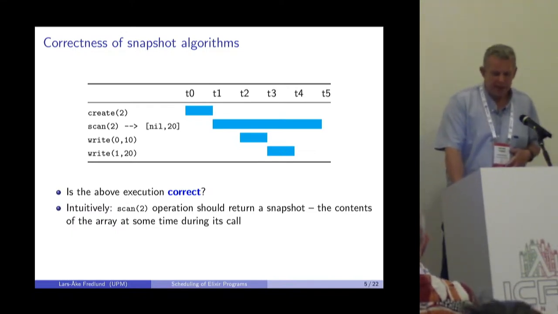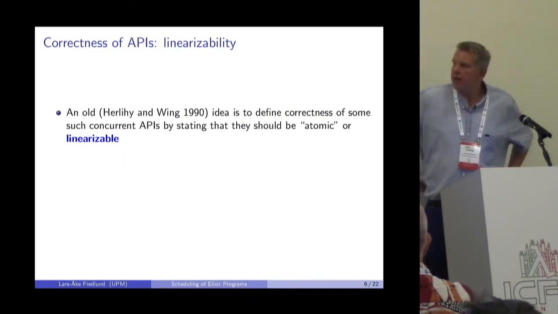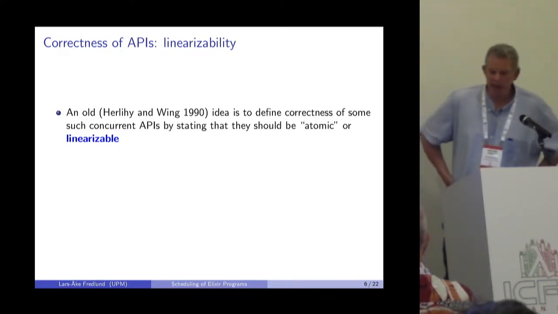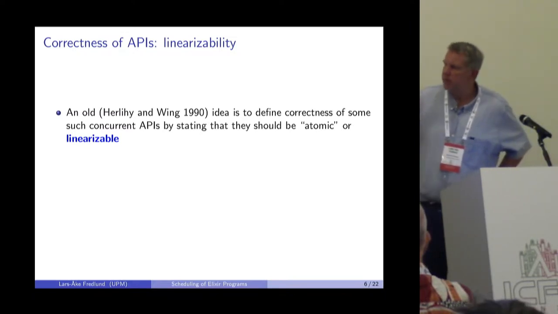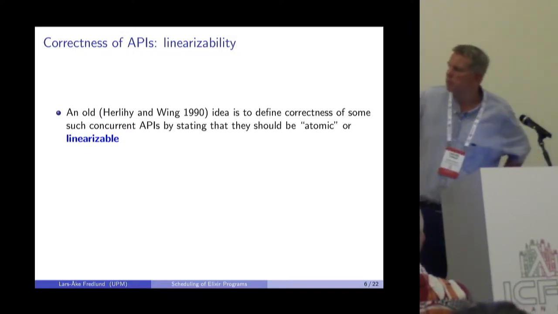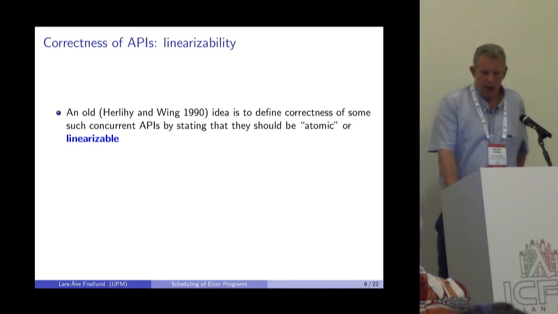I don't know if that gives us any insight, but there are some classical ideas in this field. So, from the 1990s, one idea was to define correctness of at least some of these concurrent APIs by stating that they should be linearizable, or I will also use the atomic sense of that.